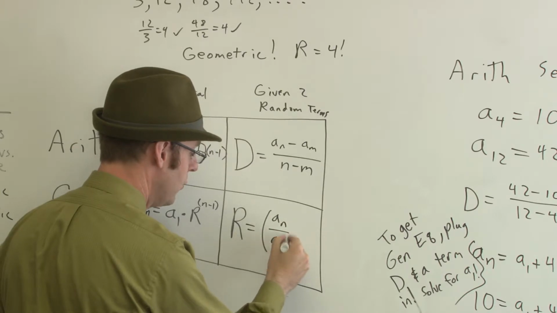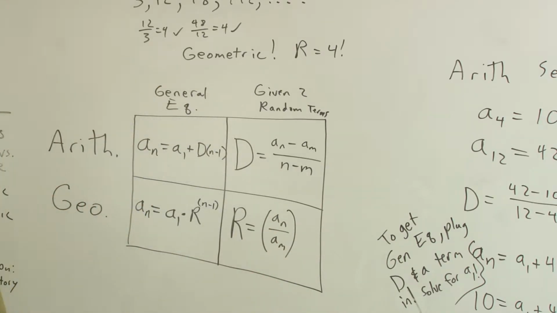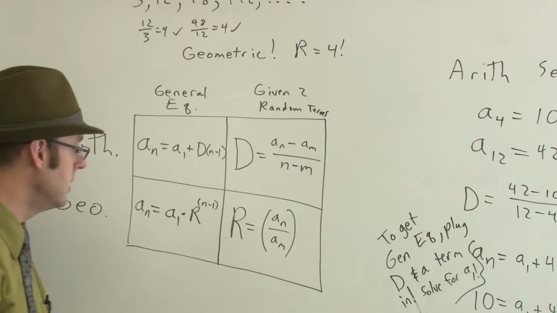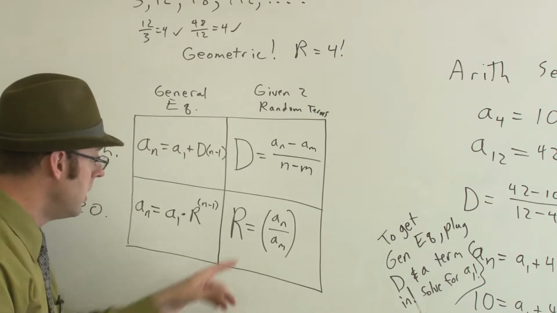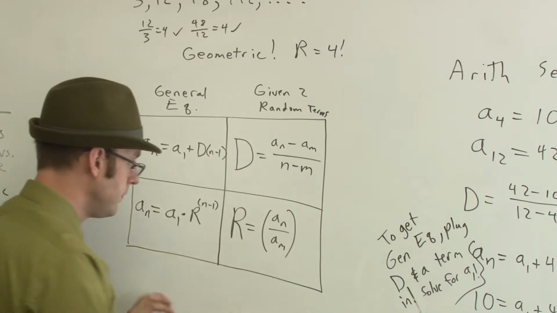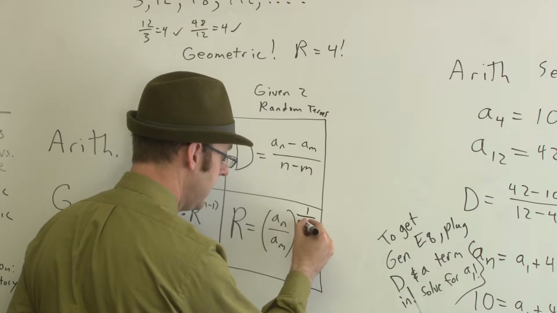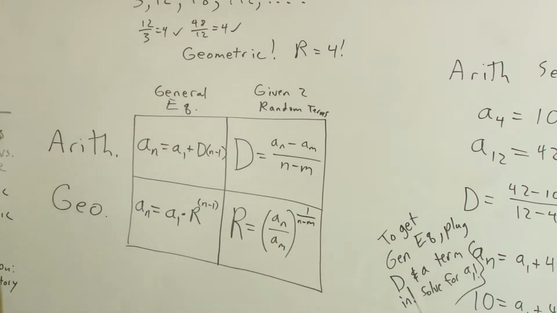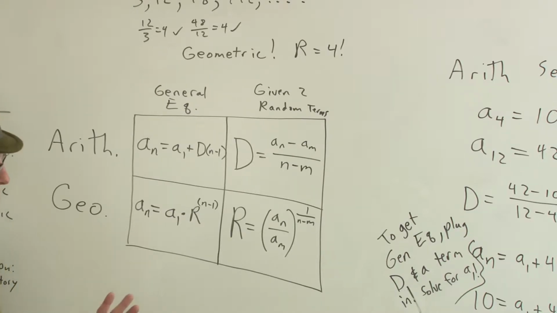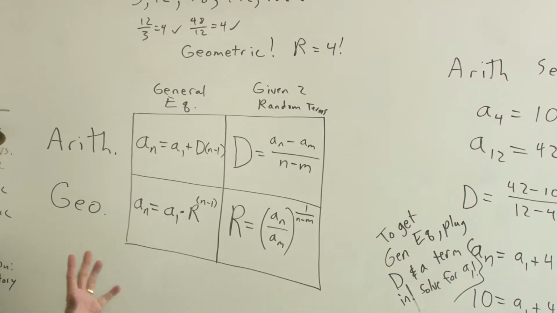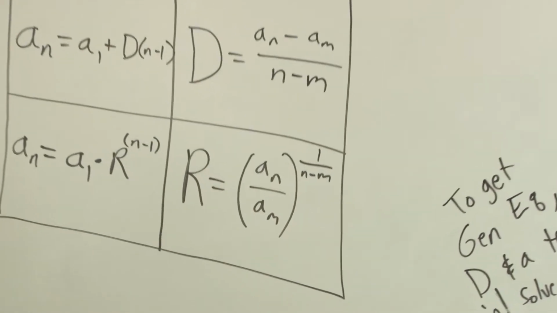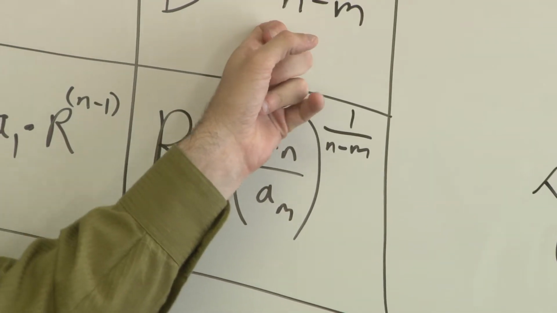So if you're given two random terms in a geometric sequence, to get the common ratio, I'm just going to divide them, and then I'll take the n minus mth root. Okay, so that looks horrible, but it's not too bad. It makes just as much sense as this.